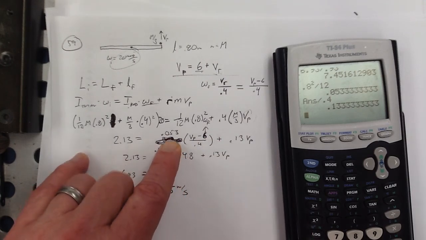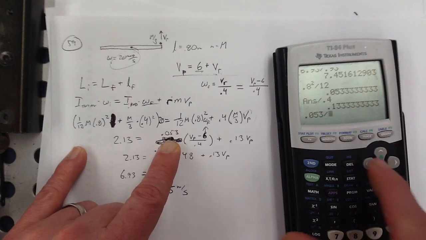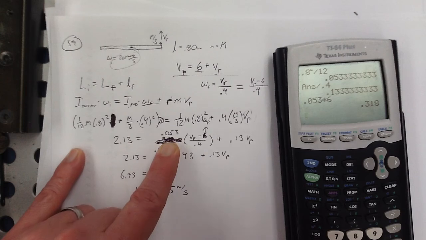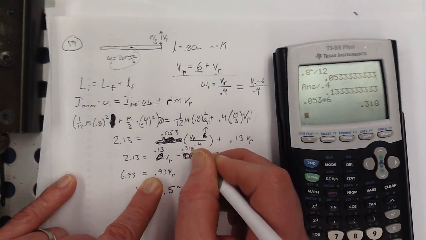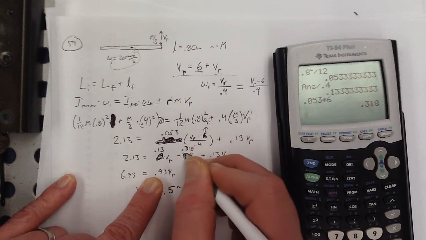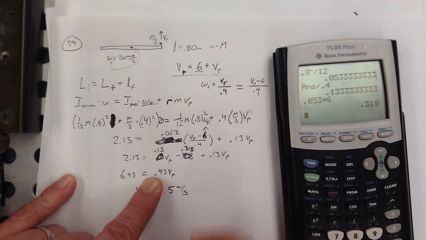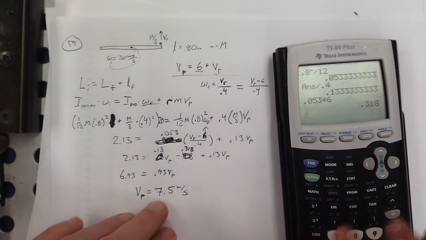And 0.053 times 6 is 0.318. You know, I had this weird feeling when we got that 4.8, and I was like, that seems awfully big compared to the other things here. But I just went along with it.